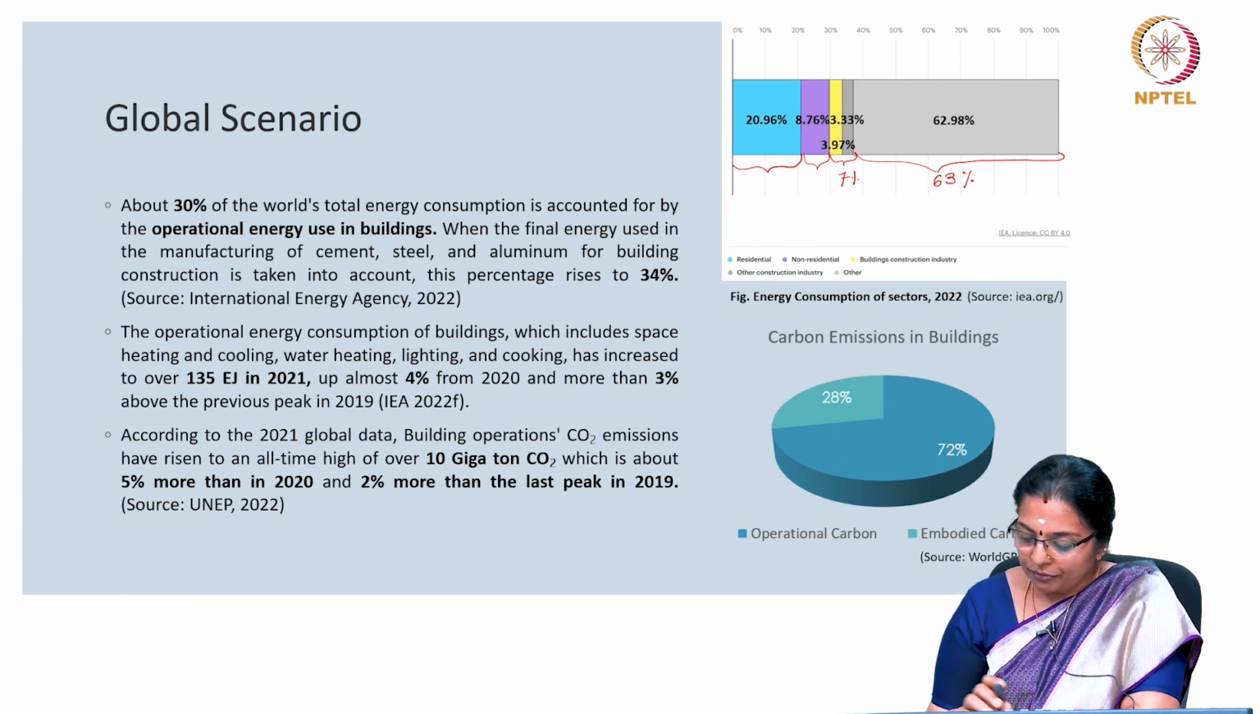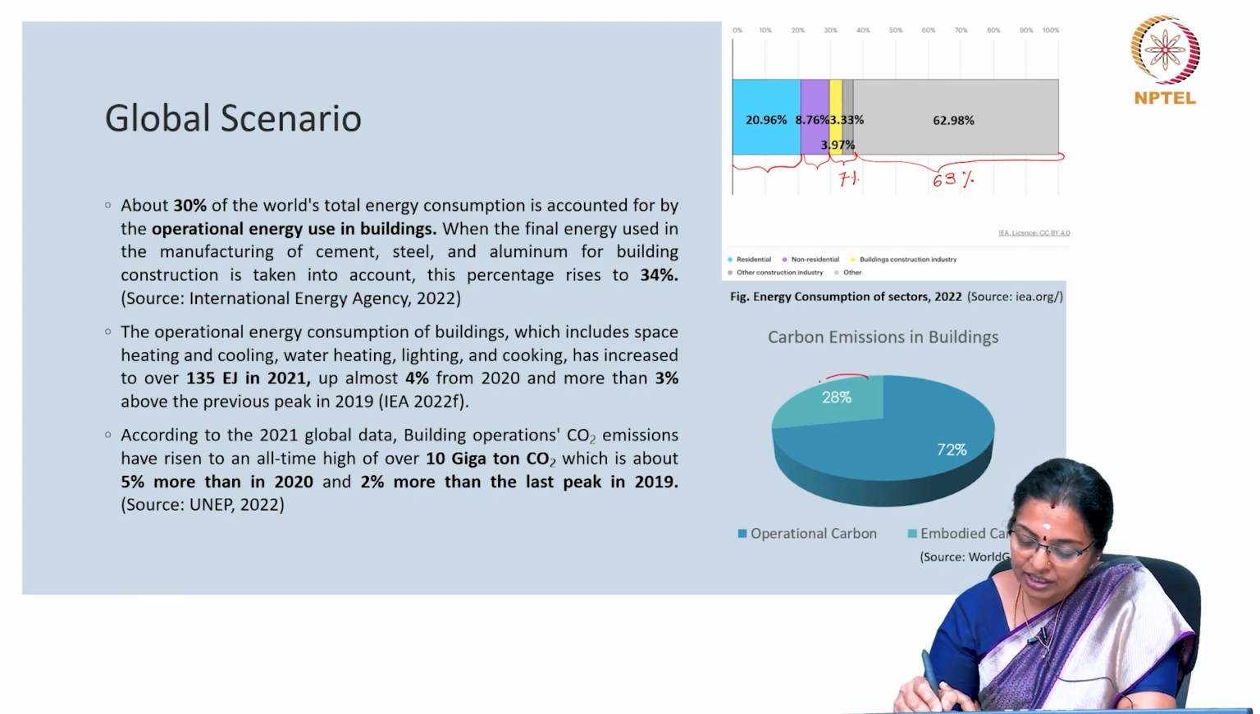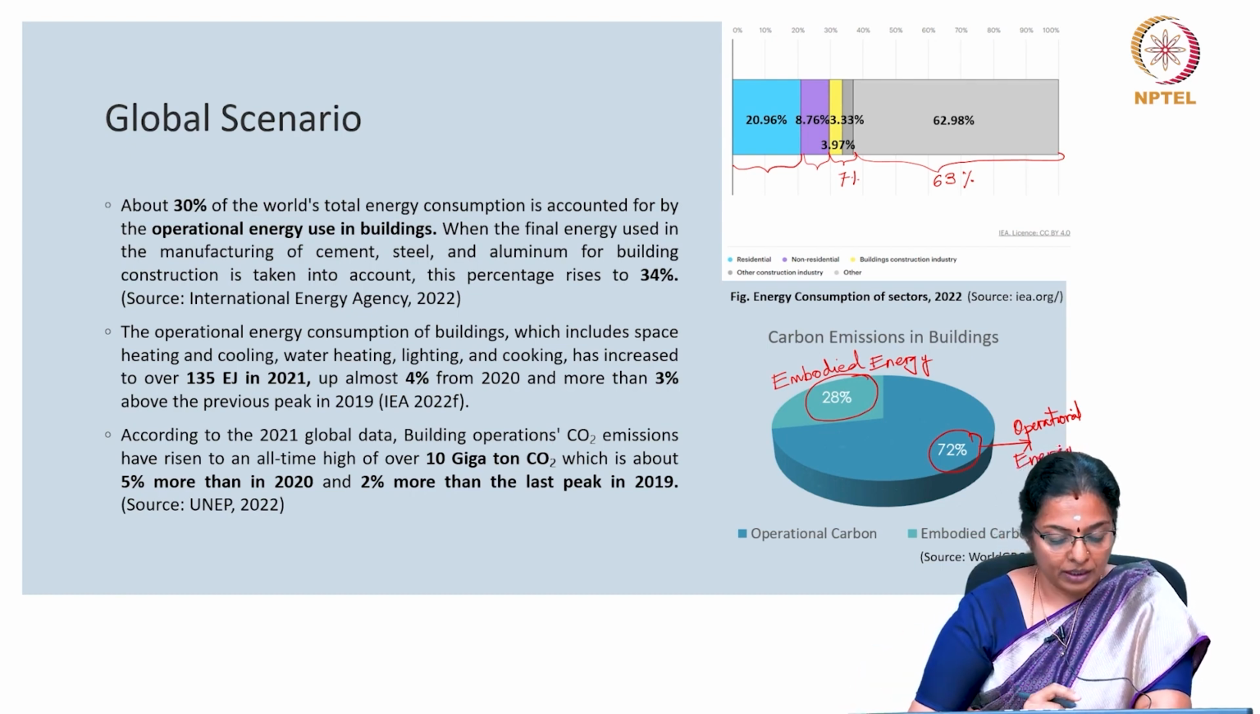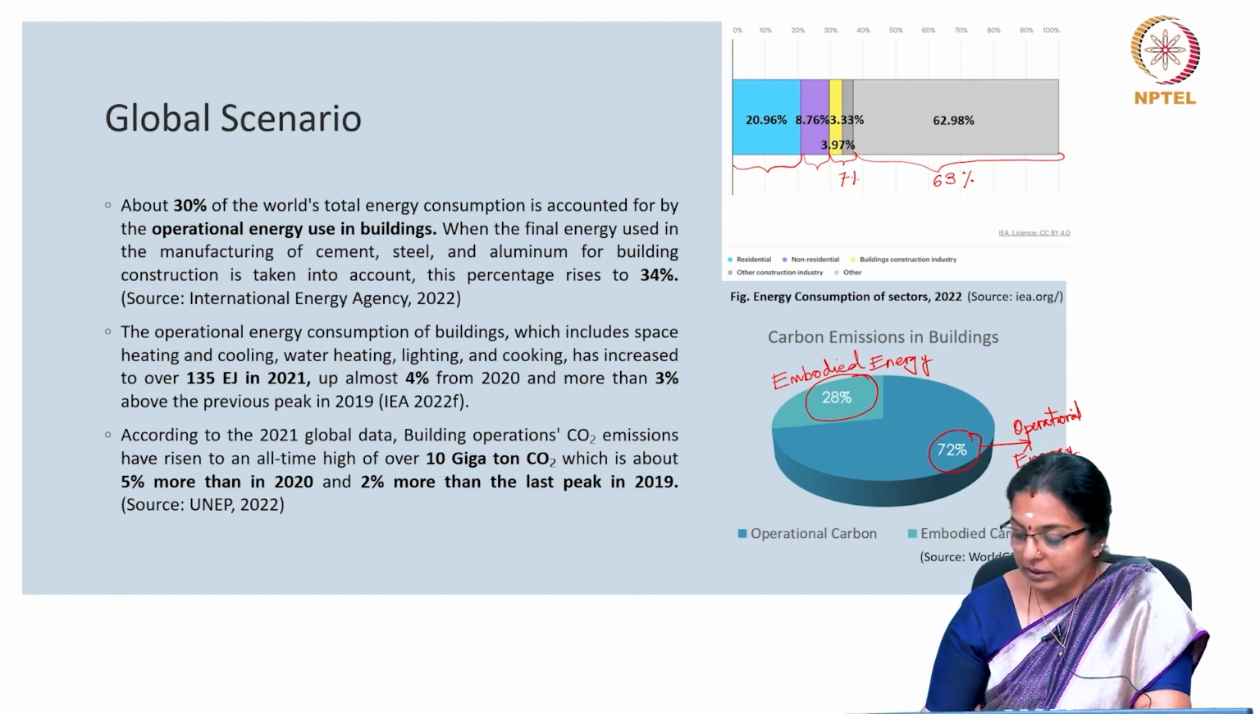When we look at a total building's energy consumption pattern, we find that embodied energy consumes about 28 to 30%. So, embodied energy consumption is approximately less than one third, whereas two thirds, or 72%, of energy consumed is because of operational energy. We need to know where we have to focus more when it comes to this data.